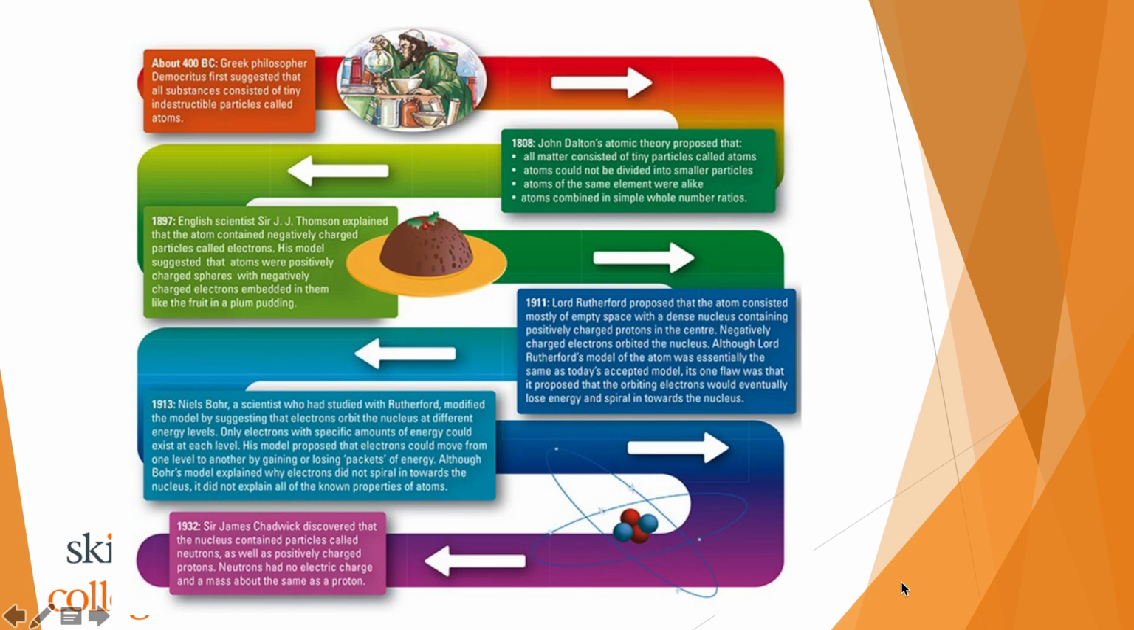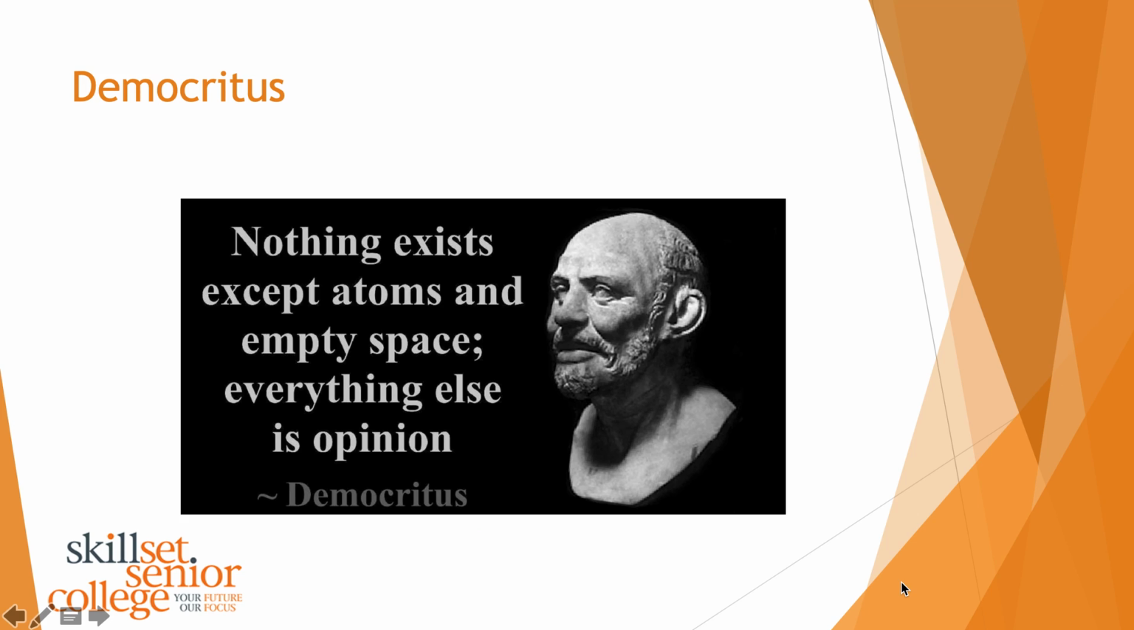And in 1932, Sir James Chadwick discovered that the nucleus contains particles called neutrons, as well as positively charged protons. Neutrons have no electrical charge and a mass about the same as a proton. So that's really important because we didn't know about neutrons until fairly recently. So less than 100 years ago, nobody knew what a neutron was. So we use that term quite a lot, and we might just assume it's been around for a long time, but that's something that's been relatively newly discovered.